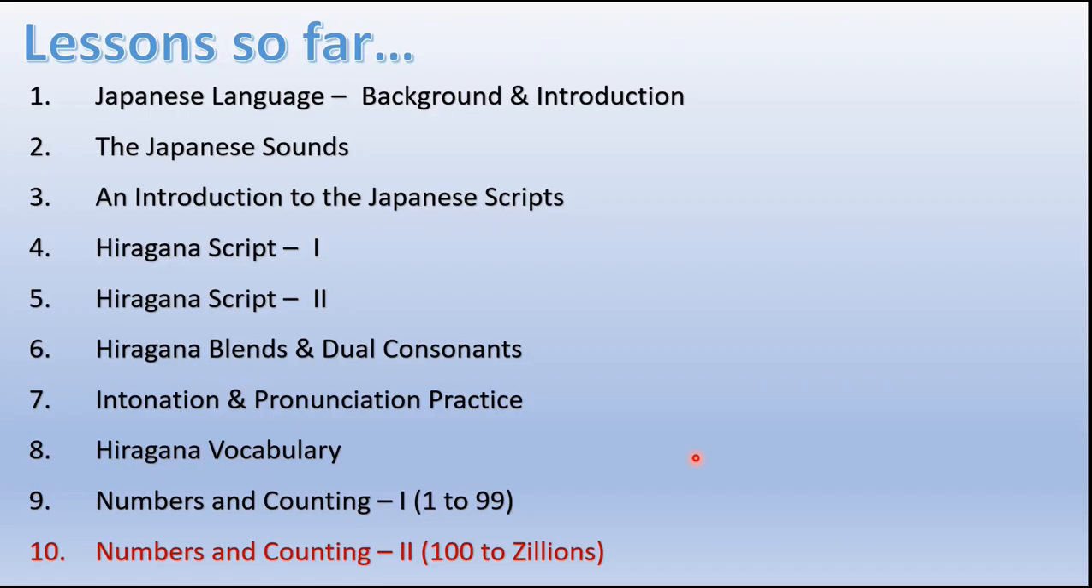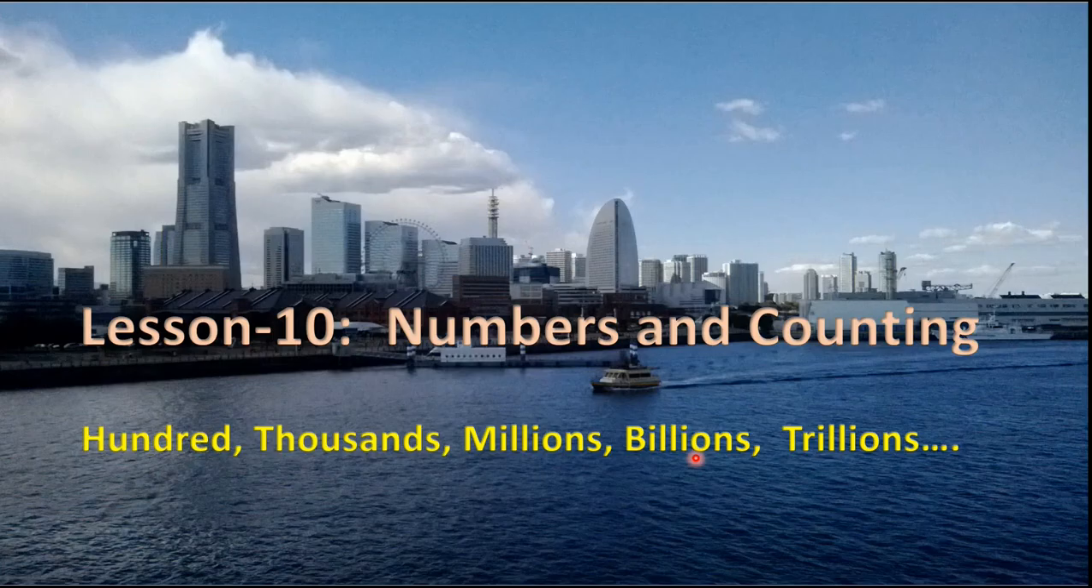In the last lesson, which was lesson 9, we learned about numerals and counting in Japanese from 1 to 99, along with some interesting facts about those numerals. If you haven't watched that video, please do so and then return to this video. Today I am here with lesson 10 and we shall continue with counting from 100 onwards. We shall learn 100, 1000, then go to millions, billions, trillions and so on. That is, we are going to learn about the bigger numbers today.